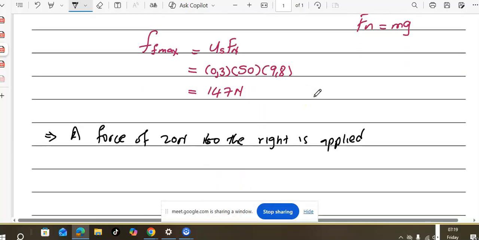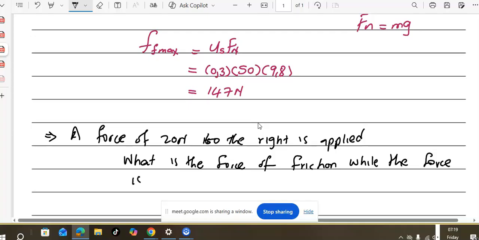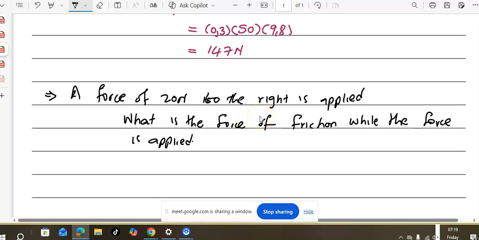So it's applied. They say, what is the force of friction while the force is applied? Oh, okay. So now, the reason we did the first one is that I need you to know that we have the 20 newtons to the right that is applied, right? So my answer to this, I'm going to explain. A force of 20 newton is applied to the right. What will be the frictional force? The answer is 20 newtons to the left. Ask me why.